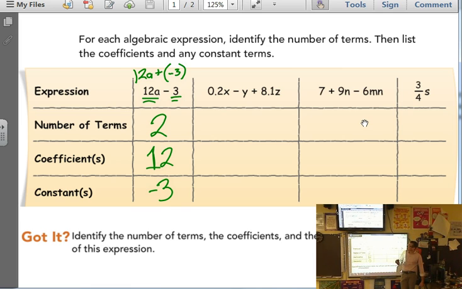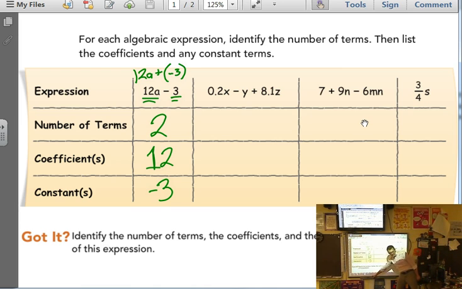Yeah, so previously, what's the discrepancy? Wait, I thought 12a, because they're connected by multiplication, wouldn't that be? Oh, wait. The coefficient is only the multiplier. It's only the number.